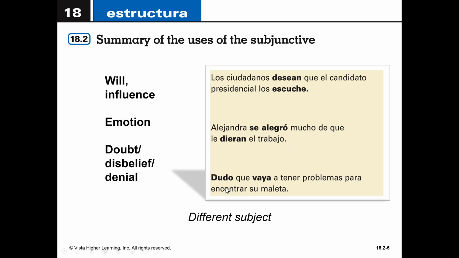Lastly, dudo, yo dudo, que vaya a tener problemas para encontrar su maleta. That he or she may have issues finding his or her suitcase. So, two subjects, yo, he or she, and expression of doubt. And that's why I use the subjunctive there.